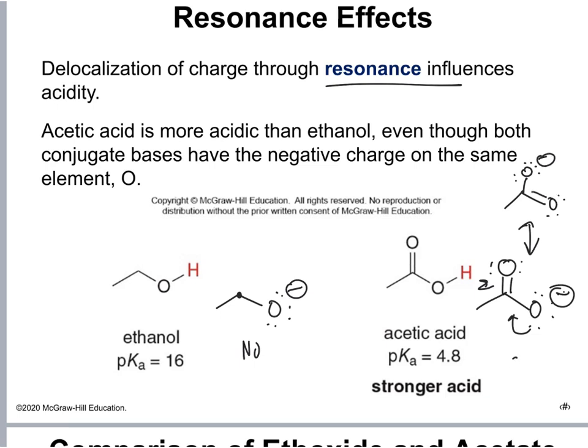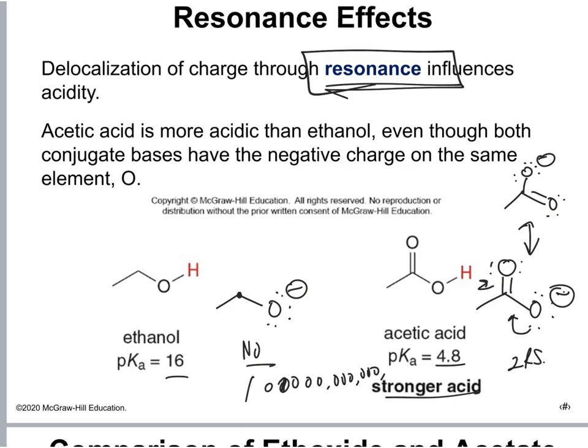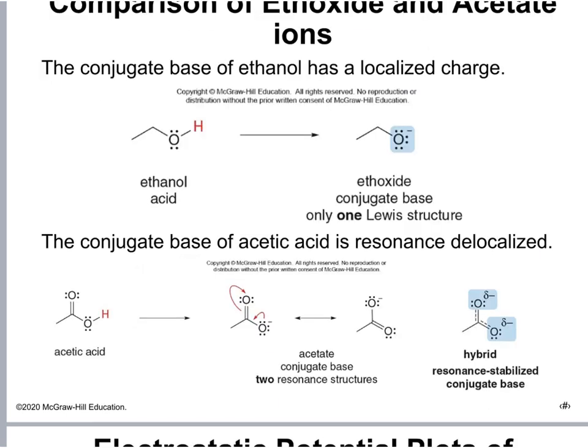And so we have two resonance structures versus none, or you could just say one if you want to call that one. So what's the difference between those? We're talking 11 zeros, right? 9, 10, 11. So this is the stronger acid, and you would say the factor is resonance structure. And that's what they're showing you here, what I just did. Two resonance structures, only one Lewis structure.